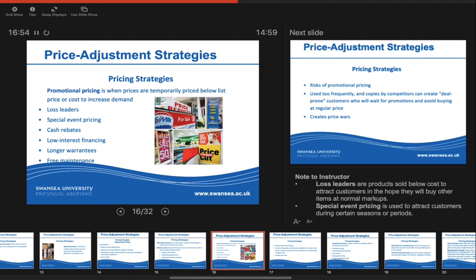Cash rebates, so car dealers again will use this all the time. We'll pay your deposit, or we'll give you £2,000 cash back, or so on. Low interest finance, again the motor trade use this a lot, 0% interest. But in reality, what they're doing is just increasing the overall price of the product to finance that finance. Longer warranties, free maintenance, etc. There's all different things that they can build in to create that package for you, that bundle.